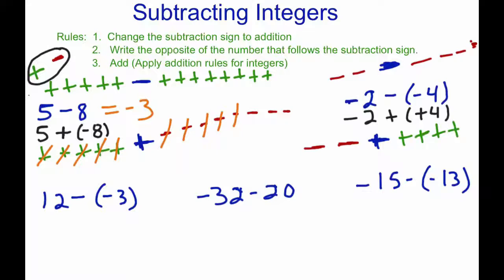And then let's find our zero pairs. Negative, positive, we match them up. And what's left is the answer. What are we left with? We are left with 2 positives, and so our answer is 2.